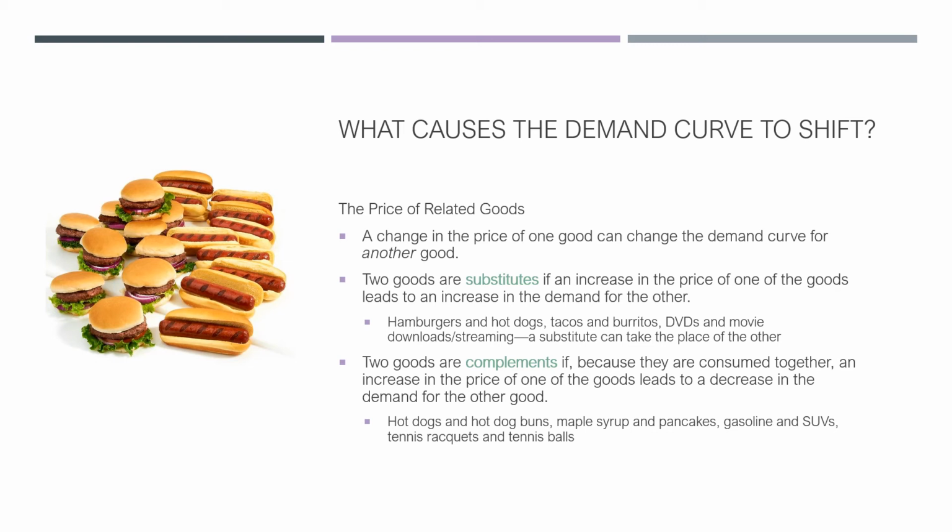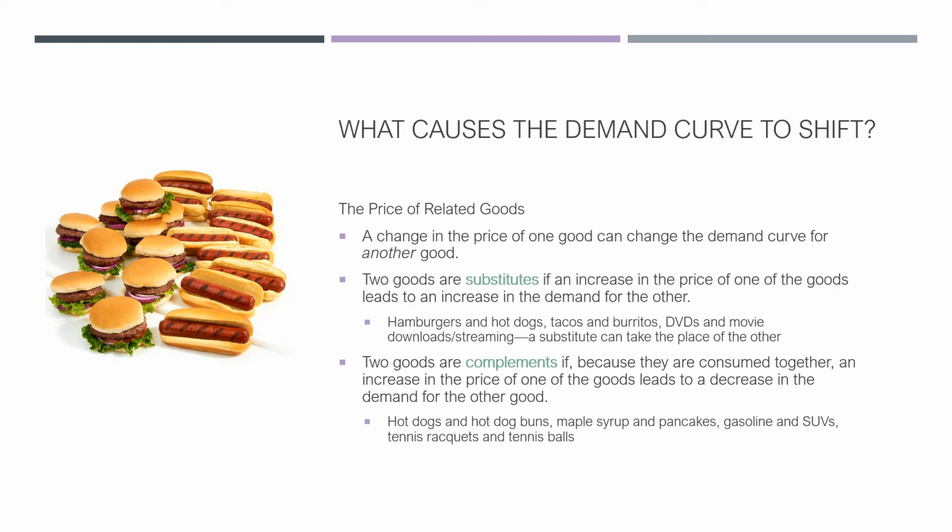Similar complementary relationships between goods are common. If the price of maple syrup rises, a meal of pancakes with syrup becomes more expensive, so the demand for pancakes will shift to the left. If the price of gasoline rises, the demand curve for SUVs will shift to the left. And if the price of tennis balls rises, the demand curve for tennis rackets will shift to the left.